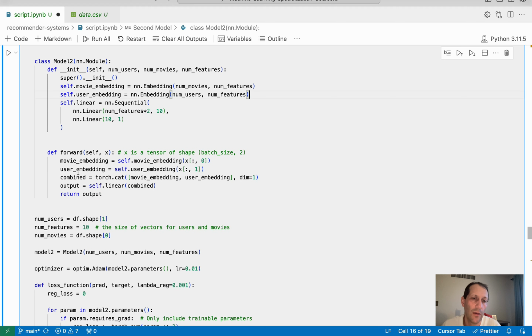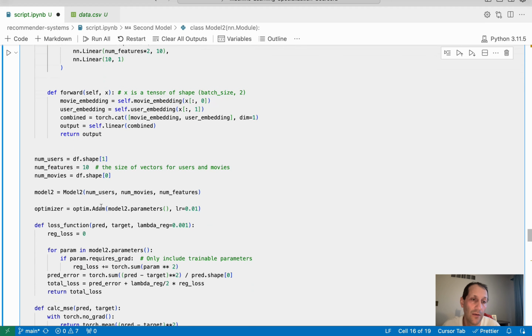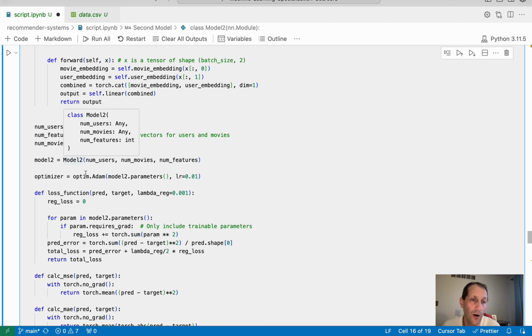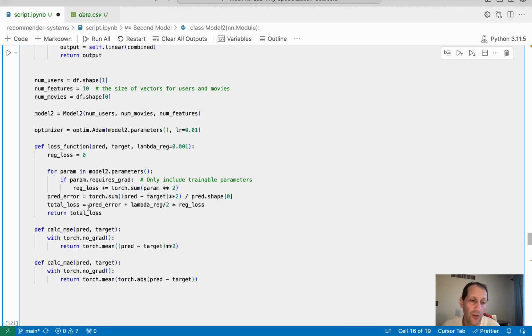All right, and for the forward pass, you concatenate, call it combined, and then you pass it through this sequential layer, which has two layers in it, 10, and the second one has an output of 1 because you're just looking for one number, which is the predicted rating. And let's say you build the model optimizer. This is actually quite a repeat of what we saw above.